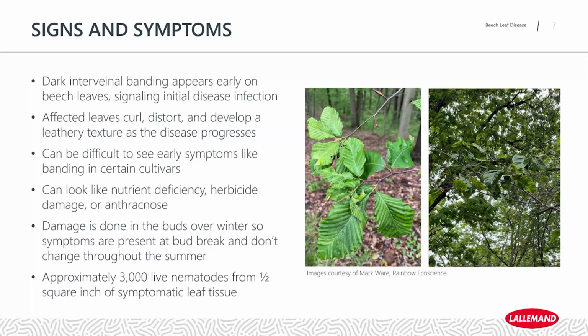Dr. Matt Borden from Bartlett Research Lab did some research and found approximately 3,000 live nematodes from just a half square inch of symptomatic leaf tissue. So that's a lot of nematodes and a lot of pressure on these trees. And I'm not sure exactly under what conditions or level of infestation that research was done, but it just gives you an idea of what's possible. 3,000 live nematodes in just a half square inch of symptomatic leaf tissue is quite a lot.